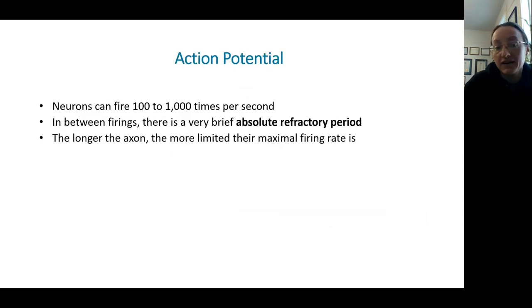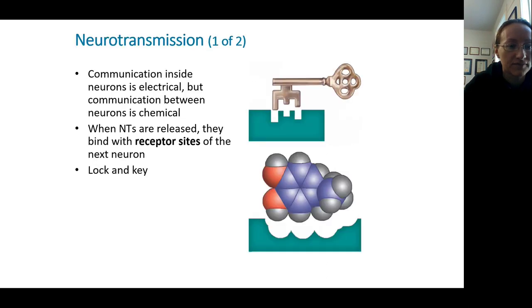So neurons can fire about 100 to 1,000 times per second. That's quite a lot. And the longer the axon, the more limited its firing rate is. So the communication inside the neuron, from the soma down the axon, is electrical, but when that electrical impulse gets to the end, it results in a release of neurotransmitters.